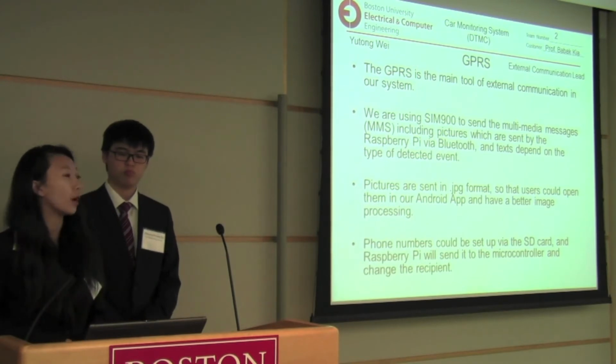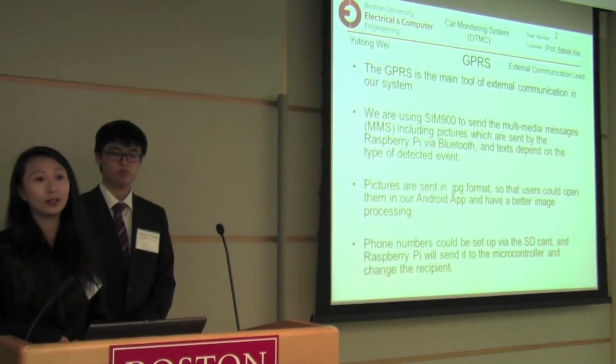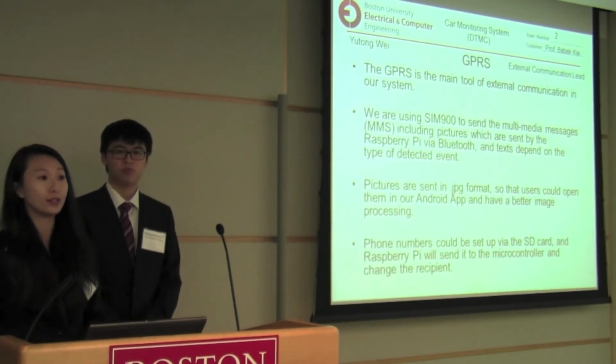In addition, the user can also change their phone number via the SD card inserted into the Raspberry Pi, and the Raspberry Pi will send that phone number to the GPRS directly.